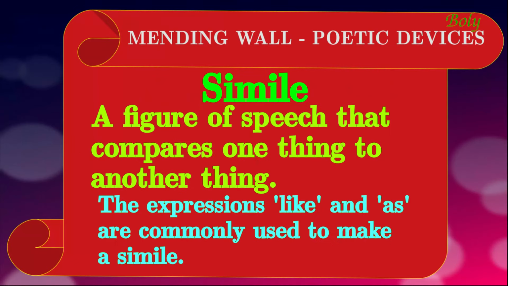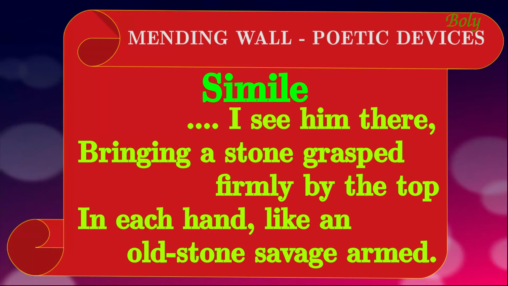The next figure of speech is simile. Simile, as we all know, is comparing one thing to another. Usually we use expressions like "like" or "as" to compare two things. And it is easy to find out where the simile is used. The poet says, I see him there, bringing a stone grasped firmly by the top in each hand, like an old stone savage armed. So here, the neighbor is like an old stone savage armed. The neighbor is compared to an old stone savage armed. So the comparison is very clear. So simile is the figure of speech.